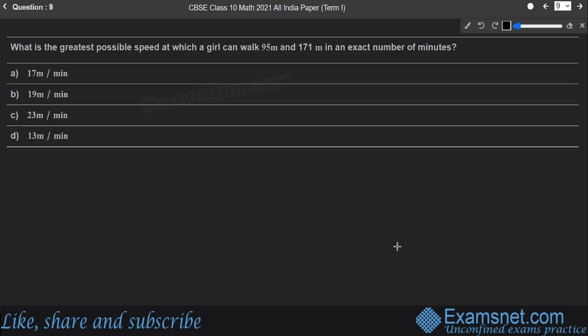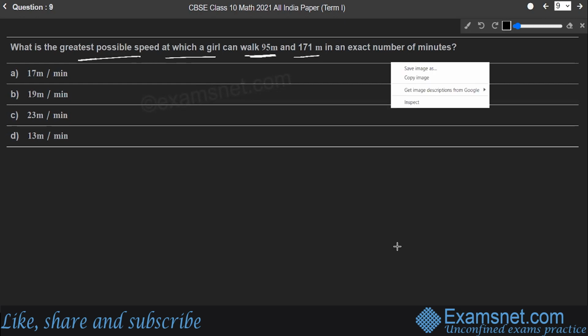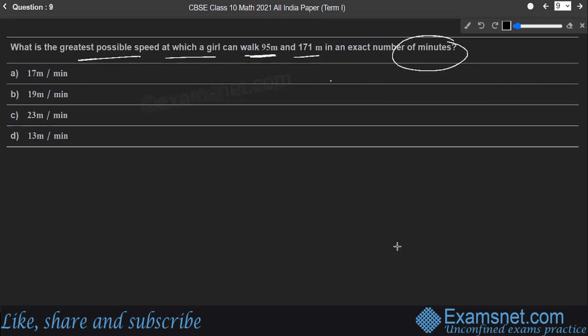Now the next question: what is the greatest possible speed at which a girl can walk 95 meter and 171 meter in an exact number of minutes? This can be done using the HCF, or highest common factor, concept. We have to do the prime factorization of 95 first, that is 5 into 19. These are the two prime factors.